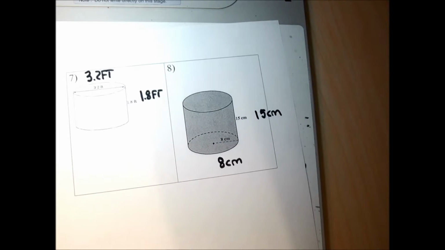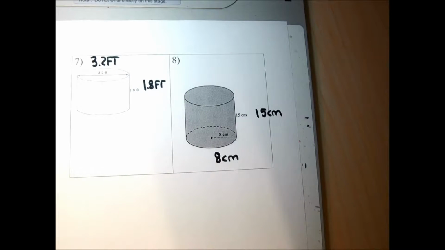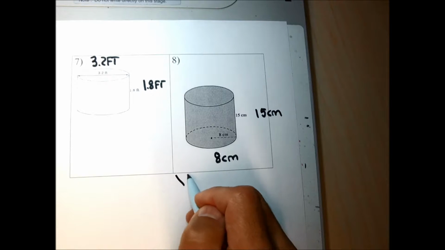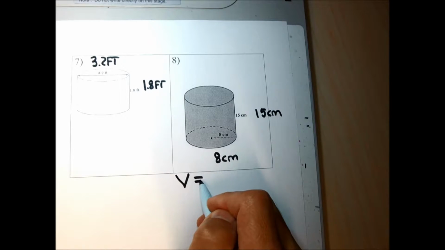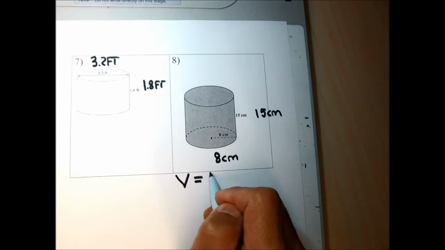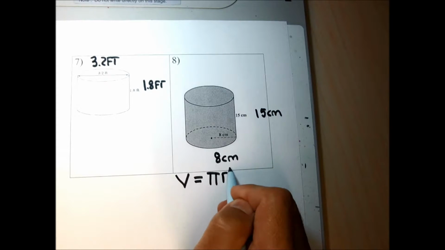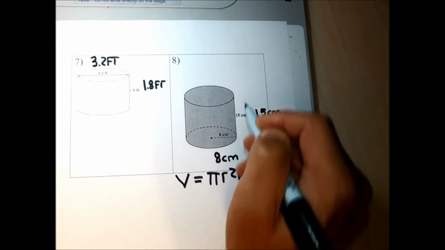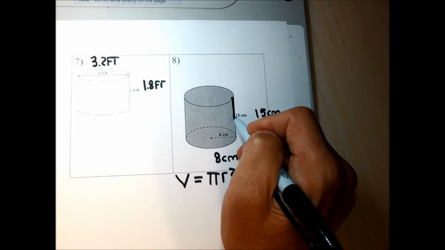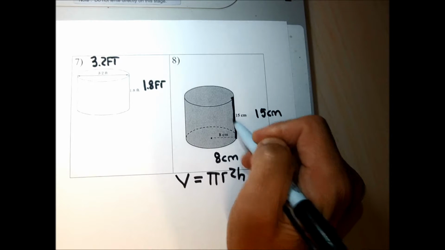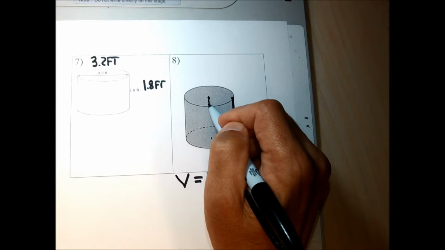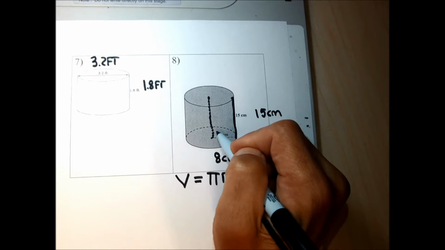7 and 8 again are cylinders, and the volume for a cylinder, you don't have to have these memorized, I'll give them to you on the test. Volume was pi r squared h. My h is going to be this 15 centimeters. That distance is the same as this distance.